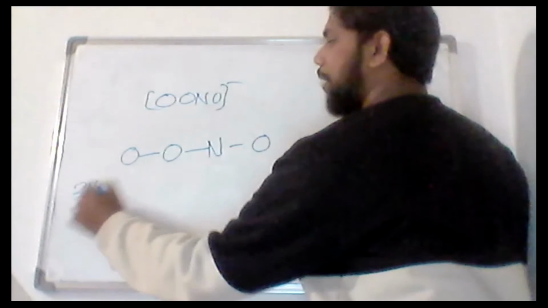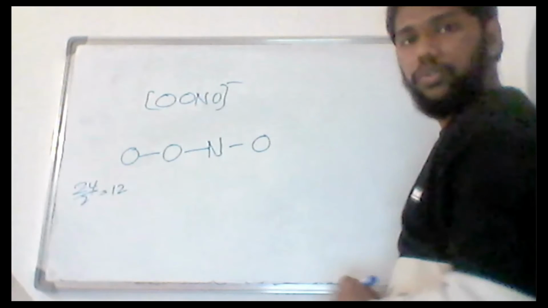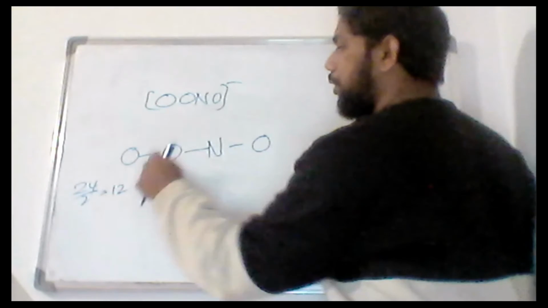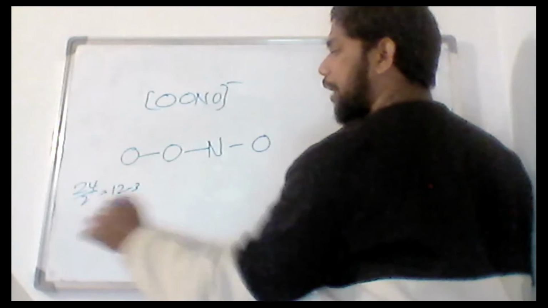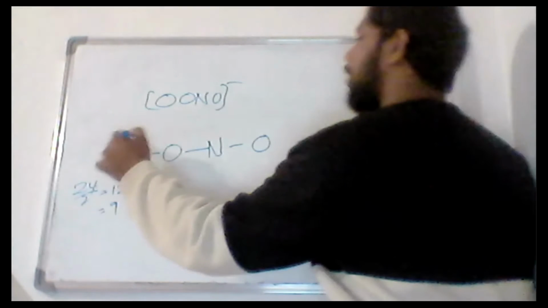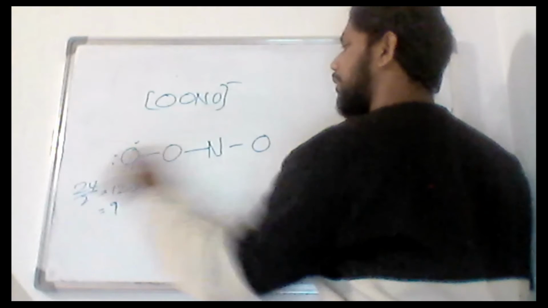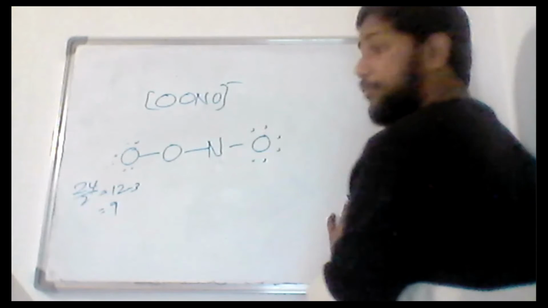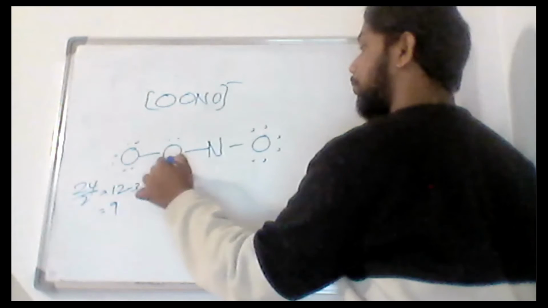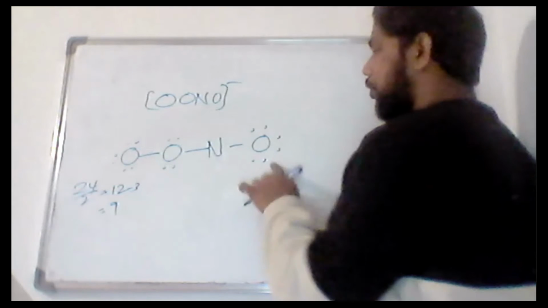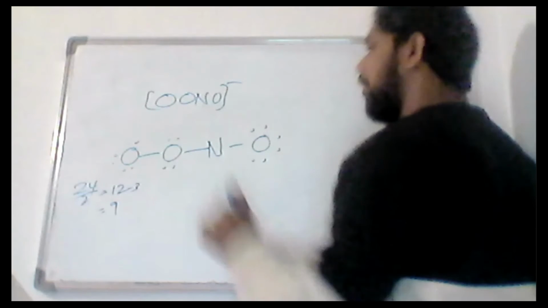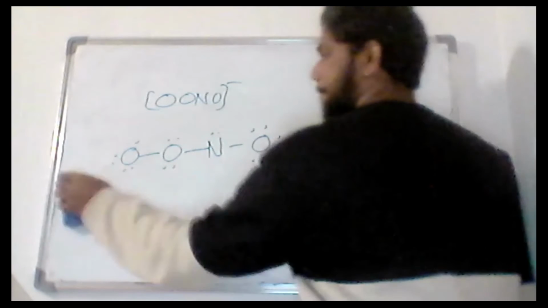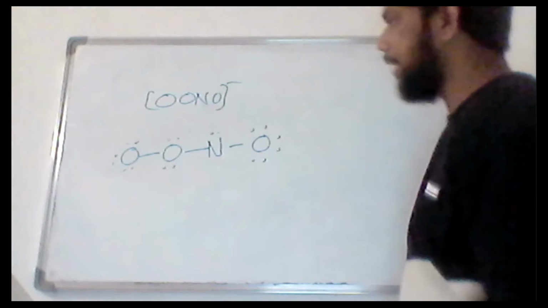So 24 divided by 2 is 12. So there should be 12 pairs in this structure. But already 1, 2, 3 is taken. So we have to put 9 electron pairs. So I will put 1, 2, 3 to complete its octet. 1, 2, 3 to complete this octet. And 1, 2 to complete this octet. So 3, 6, 8. So there is 1. So I will put here. Okay. So this is our skeleton.